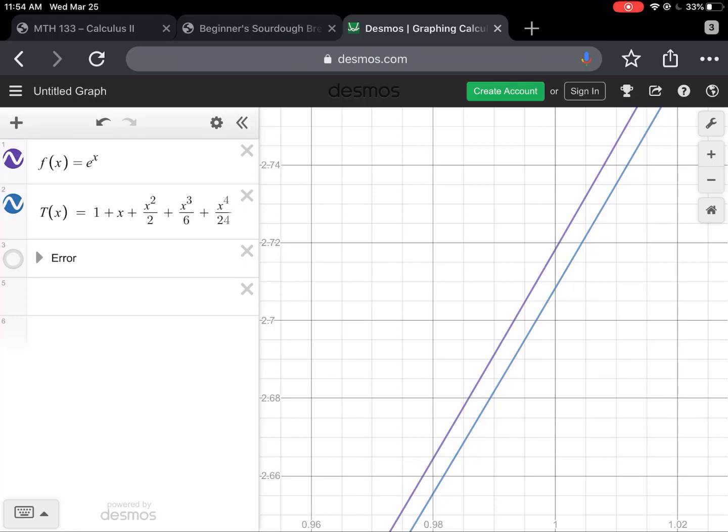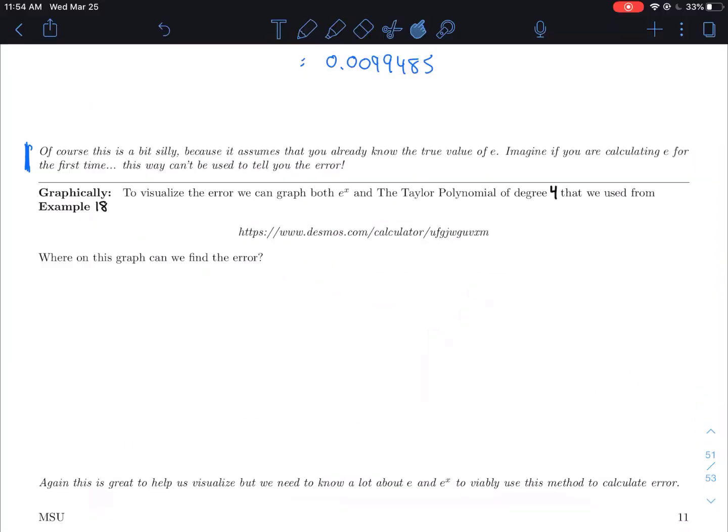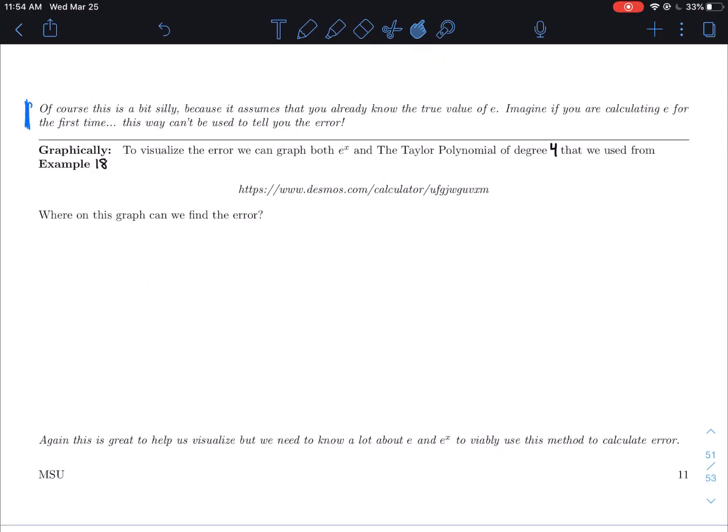And this difference right here, this vertical distance, now that I've turned on the error, that visually is the error, right? It's this vertical distance from our actual function, e to the x, to our Taylor polynomial. So the amount that the output or the y value is off by is the error for our Taylor polynomial. That's visually what we mean by the error. Let me go ahead and switch back here. So where on the graph can we find the error?